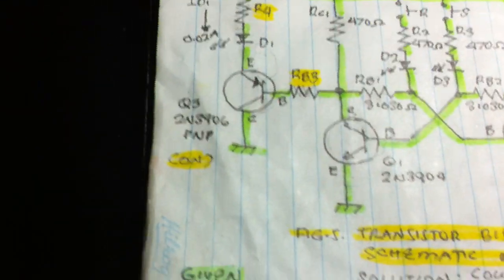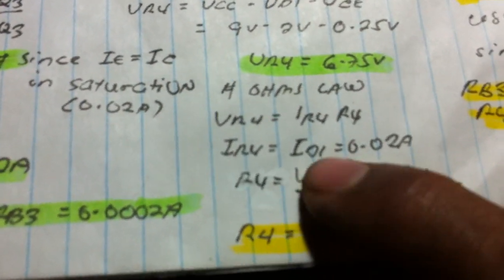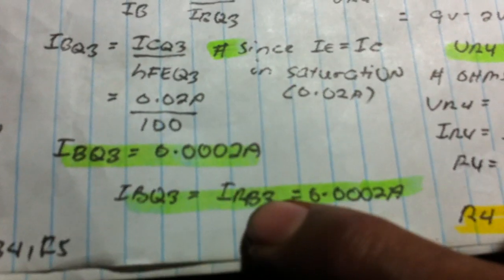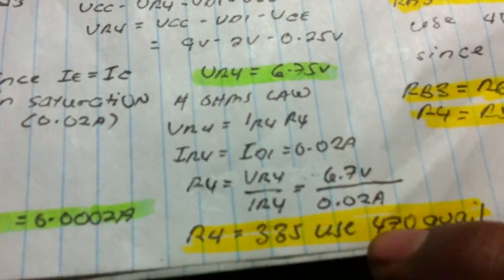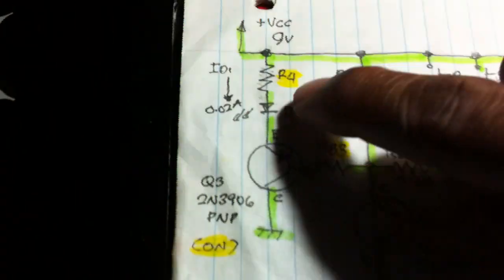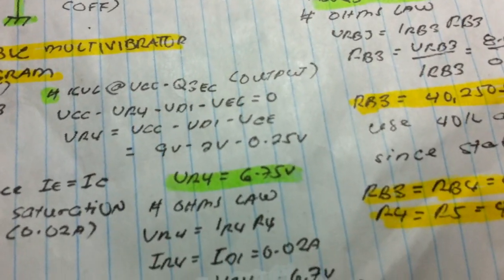KVL to the ground. Using Ohm's law, since we know all the values here, the voltage at R4 is 6.75 and the current is 0.02. Now we know the value of R4, which is 335. So I use 470, my available resistor.